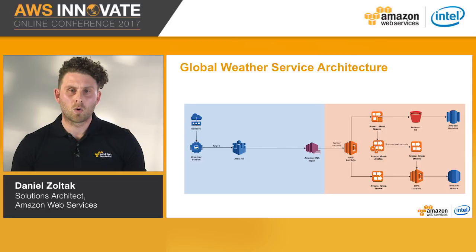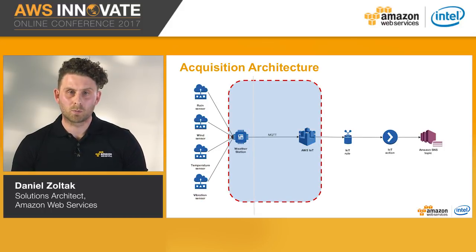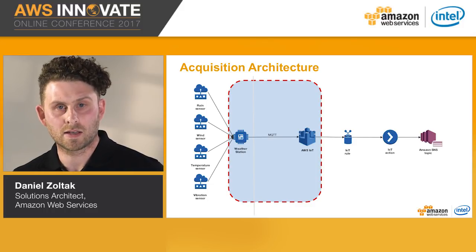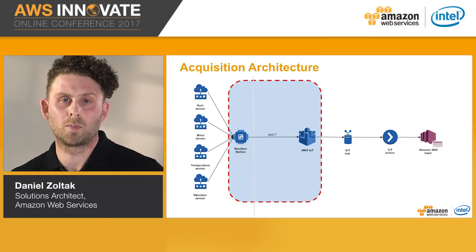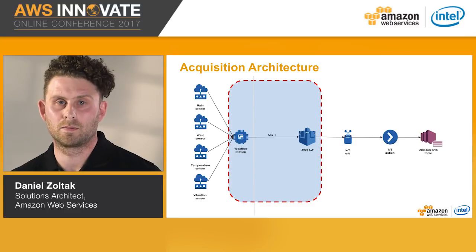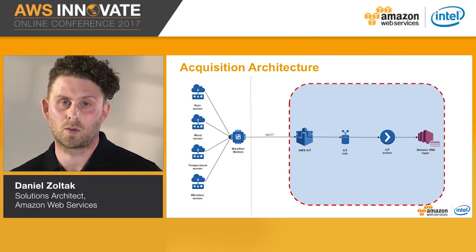Let's first look at the acquire section. Sensor data is sent from the 4 sensors and aggregated on the weather station using the MQTT protocol. The weather station was preloaded with a certificate that identifies the device and that authenticates the device with the IoT device gateway. Data is then securely sent to the IoT device gateway over specific topics. The topics the device can publish to are specifically allowed by using an IoT policy. The IoT rule transforms and republishes the data using an IoT action to the Amazon SNS topic.